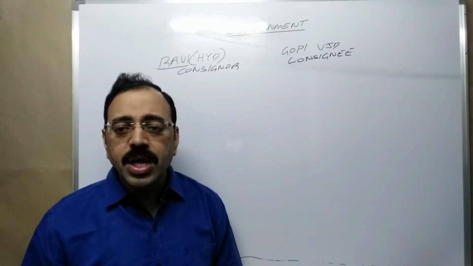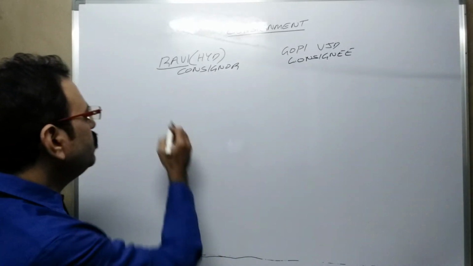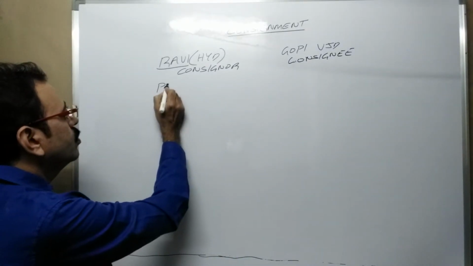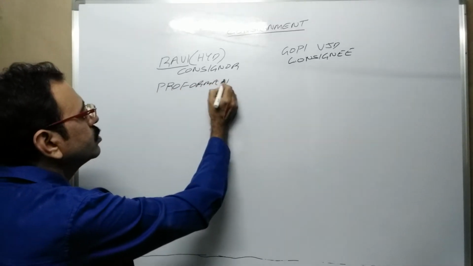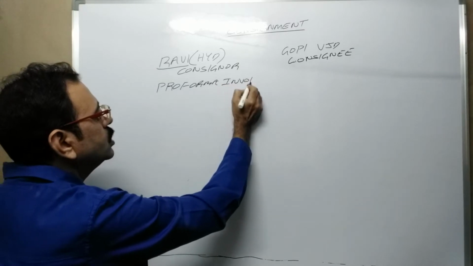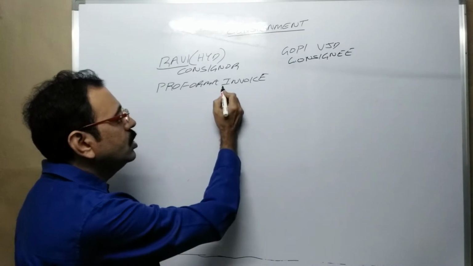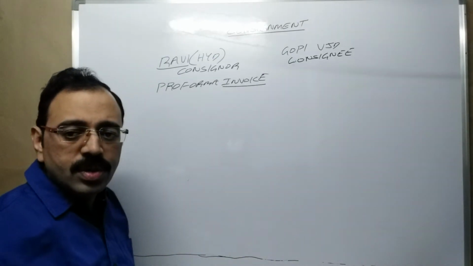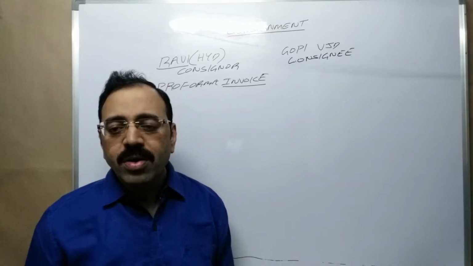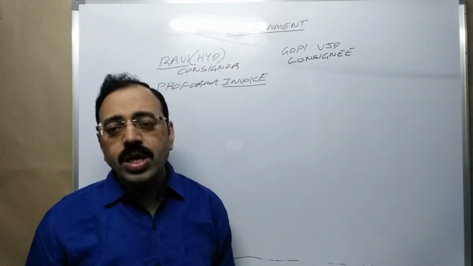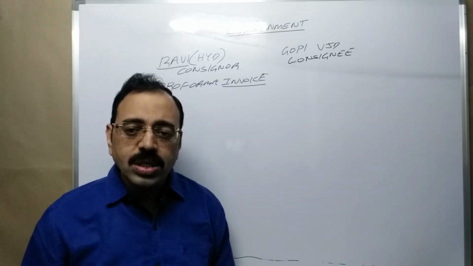In consignment business, you should know some basic terminology. First word is pro forma invoice. You know about invoice word meaning. In subsidiary books, in sales book, in purchase book, we write inward invoice, outward invoice, etc. Then what is meant by invoice?